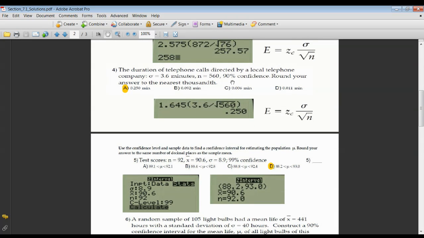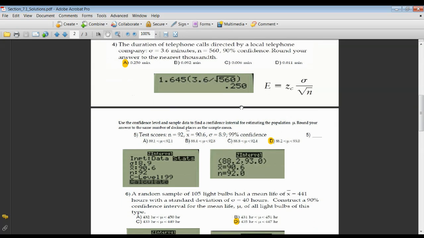Number 4, 90% confidence level. The Z score associated with that is 1.645. I tell you what sigma is, 3.6. I tell you what n is. Pop it into your calculator, 0.250, right on the money, spot on.